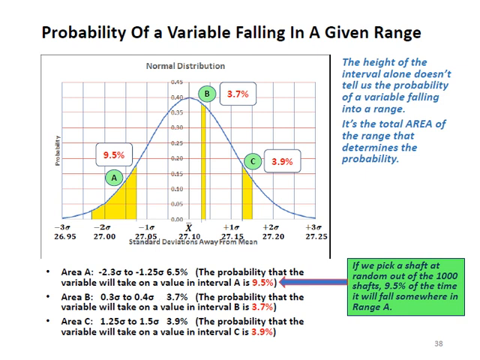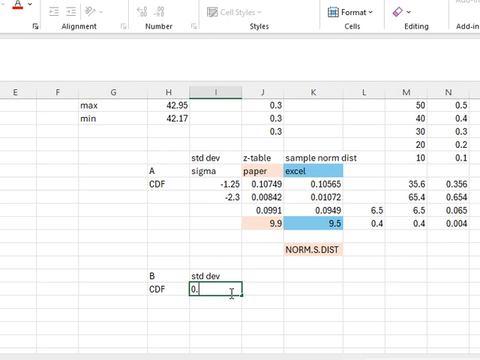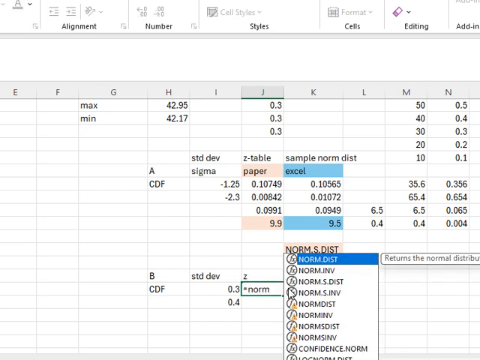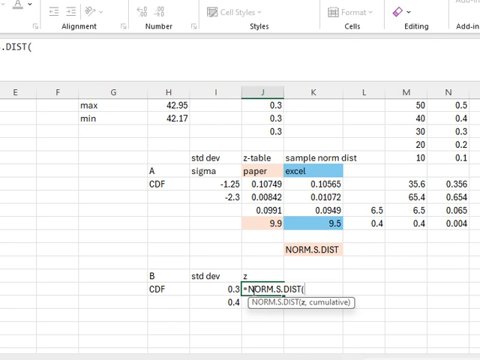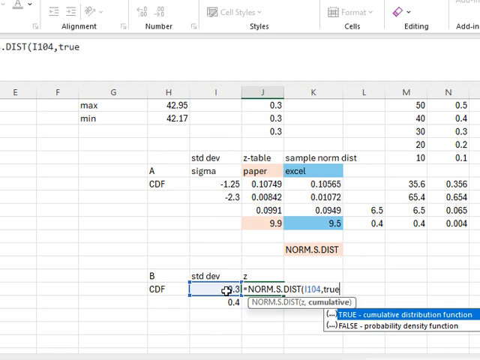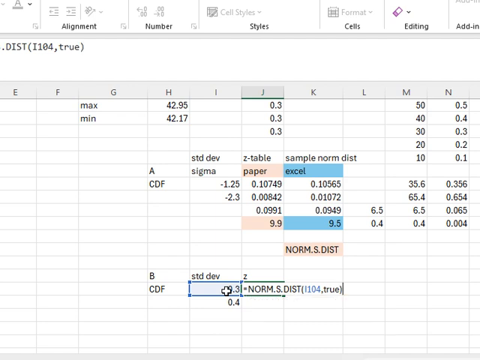So we have 0.3 and then 0.4, and first you have to find the z value. We're going to use NORM.DIST because it's faster for you. So I'm just going to go ahead and do that. Give the standard deviation, and then we want the CDF, the cumulative distribution function. So just enter that, okay?